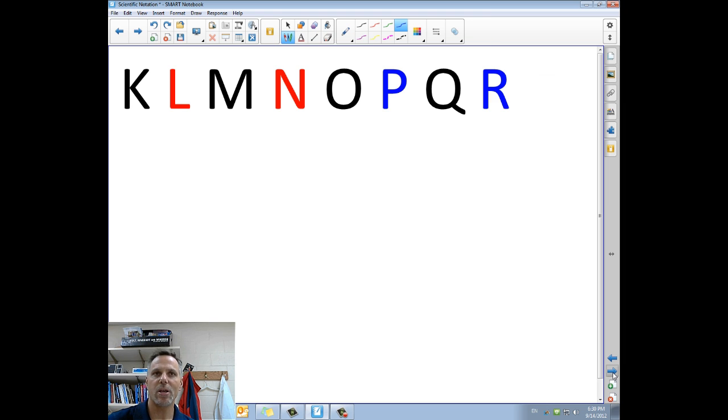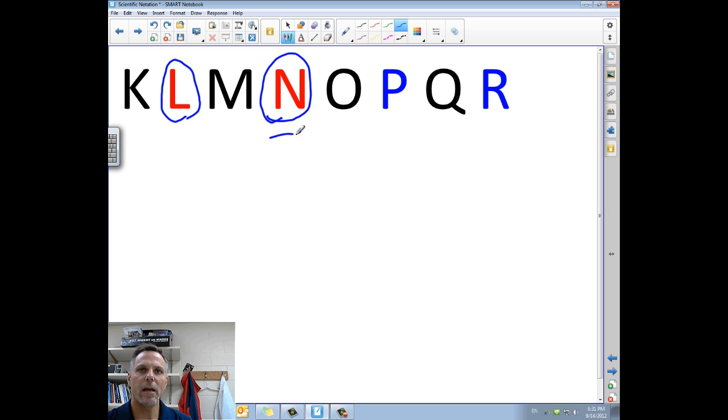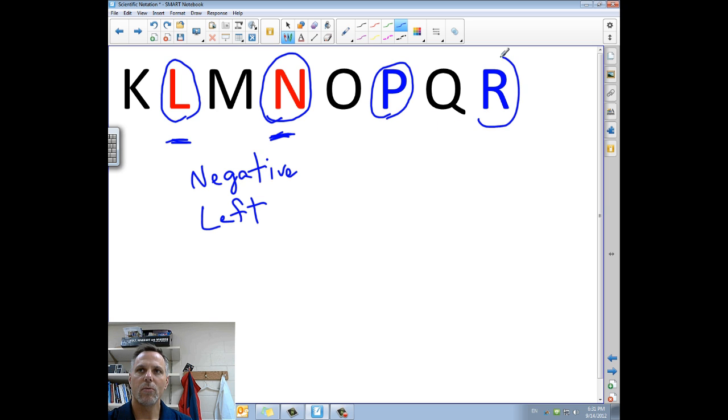An easy way to remember this is just think about the alphabet. If you look at the alphabet, over here if we've got L, that's closer to N. So a negative exponent, you move to the left. And if we think about the alphabet here, P would stand for positive, and R would stand for the right. So positive, move it to the right.